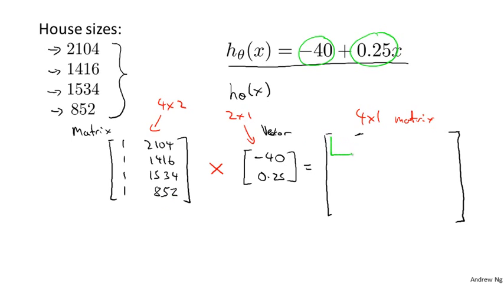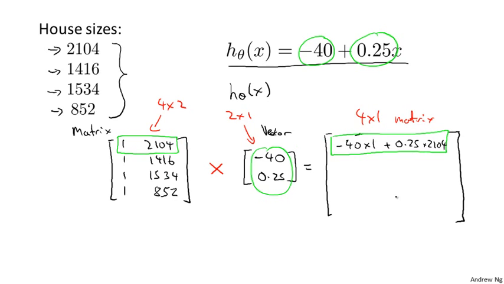Now it turns out the first element of this result, the way I'm going to get that is I'm going to take this and multiply it by this vector. And so this is going to be minus 40 times 1 plus 0.25 times 2104. By the way, on the earlier slides, I was writing 1 times minus 40 and 2104 times 0.25, but the order doesn't matter. Minus 40 times 1 is the same as 1 times minus 40.